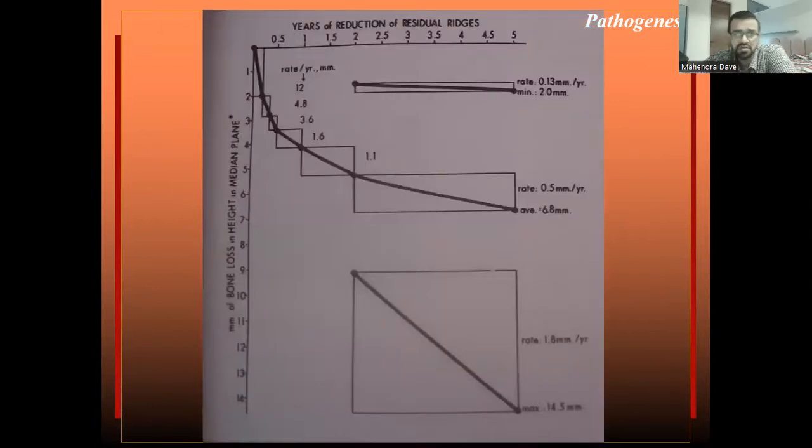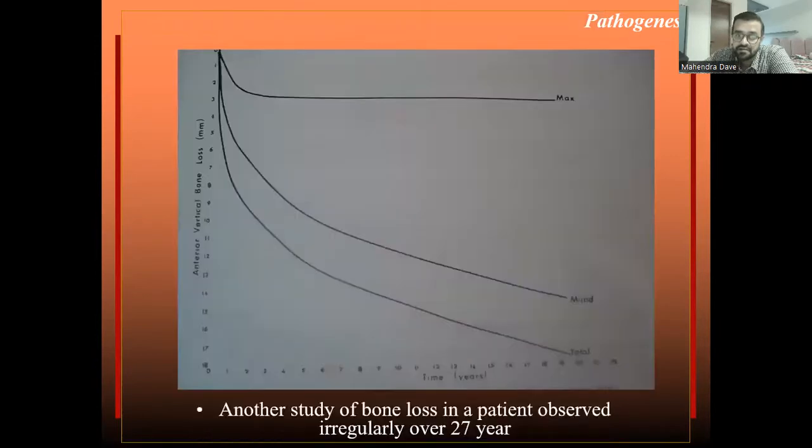This chart shows the studies being done on 34 subjects, and this shows that the ridge resorption takes place as soon as the extraction is done, and it's up to 0.5 mm per year, which is on average over all the patients 6.8 mm from the date of extraction. So this is the rapid rate of residual ridge resorption as soon as the teeth are extracted. Another graph showing the same.